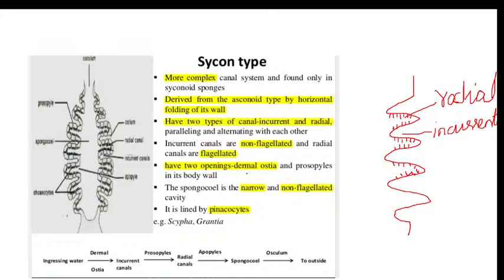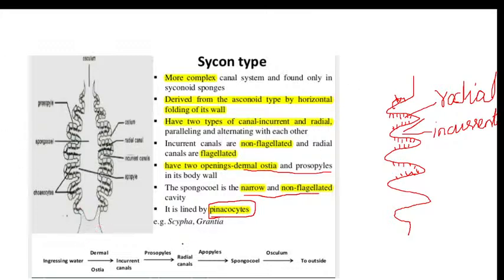Then two types of openings are present, that is the dermal ostia and the prosopiles. The prosopiles are the openings found in between these cells. Then the spongocoel is narrow and non-flagellated and it is lined by pinacocytes. What was it in ascenoid? It was choanocytes. But in the sycanoid type it is lined by pinacocytes. Examples are Scypha and Grantia.